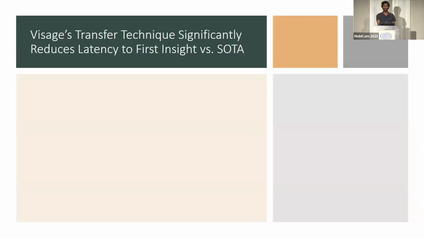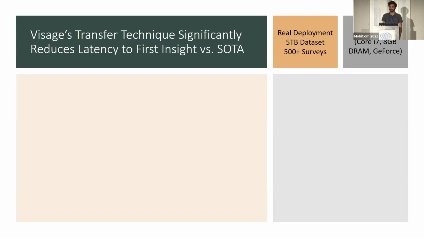Okay, so I'm going to show you some experiments that show how our system works. So we have analyzed a 5 terabyte data set over 500 plus drone surveys. And for all of the analysis on the edge, we just use a commodity laptop that has a single GPU. And the uplink capacity is only 3 megabits per second, which is typical for these applications.